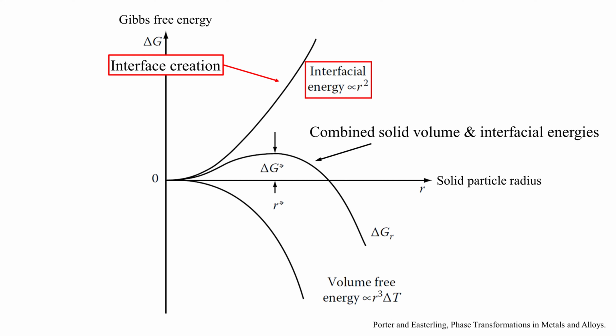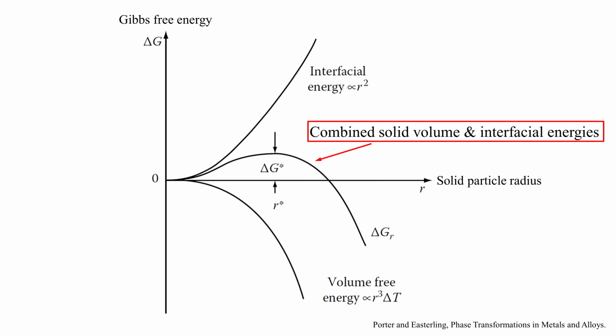negative. However, an interface between the solid and the liquid must be created as the particle grows, which the system would rather not do, and is represented by an initial net increase in free energy for the combined Gibbs line shown on the graph. That is, energy must be supplied to create the interface.